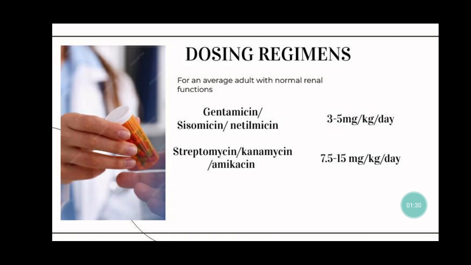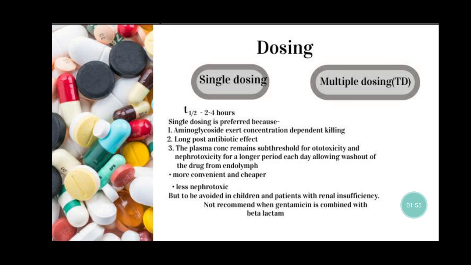Dosing regimen. So these are the values for an average adult with normal renal function. Gentamicin, sisomicin or netilmicin are given at a dose of 3 to 5 mg per kg per day. Streptomycin, kanamycin or amikacin are given at a dose of 7.5 to 15 mg per kg per day. Now the dosing. There are two types of dosing, single dosing or multiple dosing.